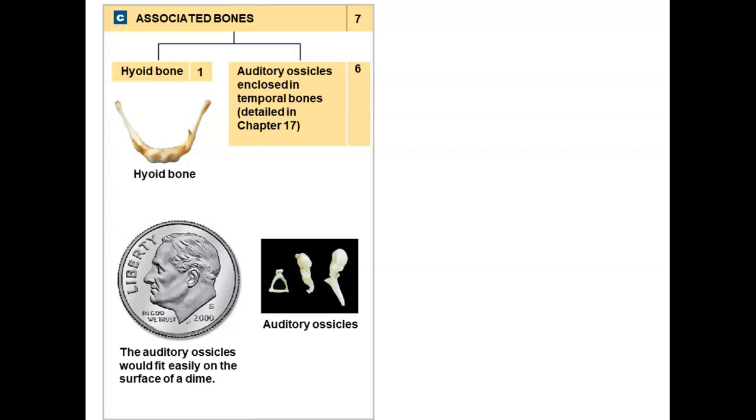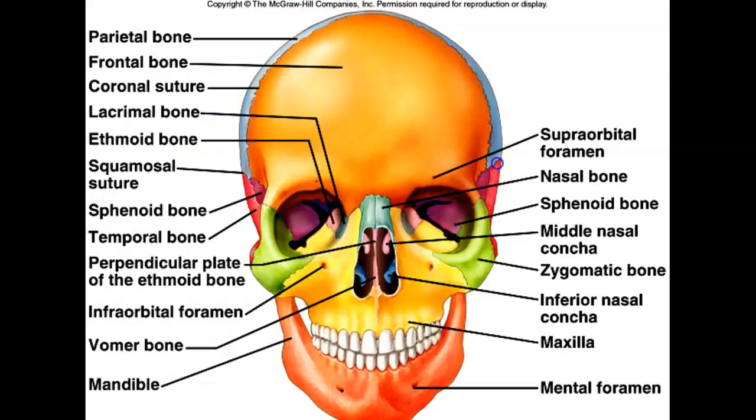Looking below, you can see those 3 different bones for the auditory ossicles, and they're very, very small. That's compared to a dime. So let's go into memorizing these bones.